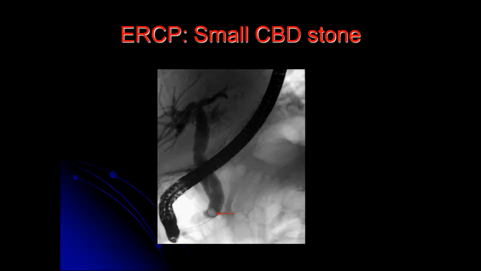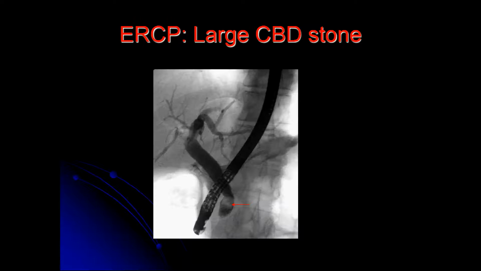This ERCP picture shows a dilated bile duct with a solitary stone in the lower end. Next slide. This ERCP picture shows a large CBD stone, a square shaped stone, which usually requires mechanical lithotripsy. Square stones usually indicate the stones are very hard to break. Next slide.